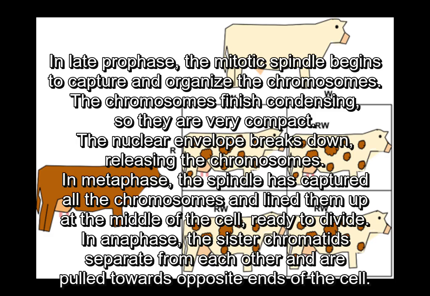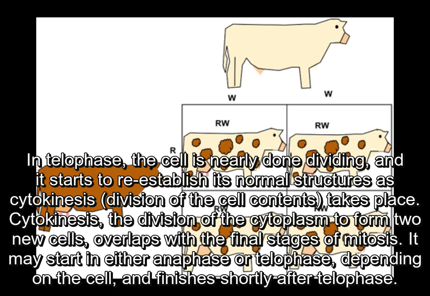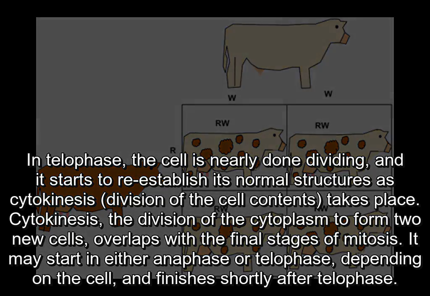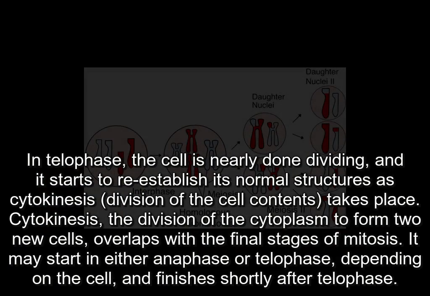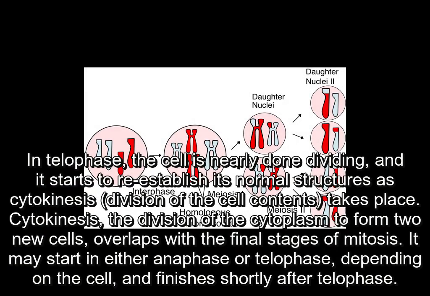In metaphase, the spindle has captured all the chromosomes and lined them up at the middle of the cell, ready to divide. In anaphase, the sister chromatids separate from each other and are pulled toward opposite ends of the cell. In telophase, the cell is nearly done dividing, and it starts to reestablish its normal structure as cytokinesis, division of the cell contents, takes place.